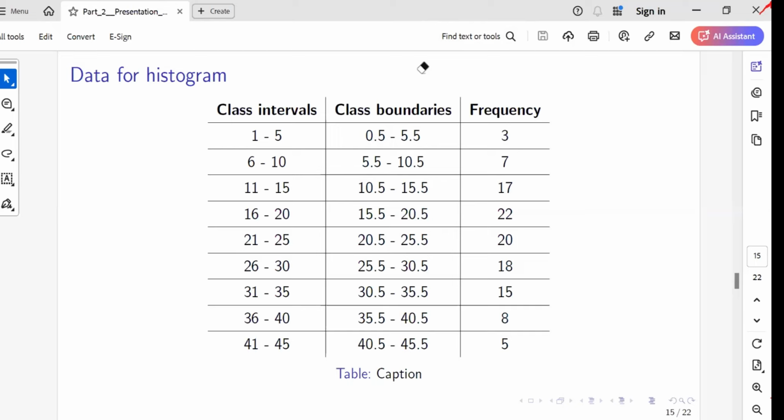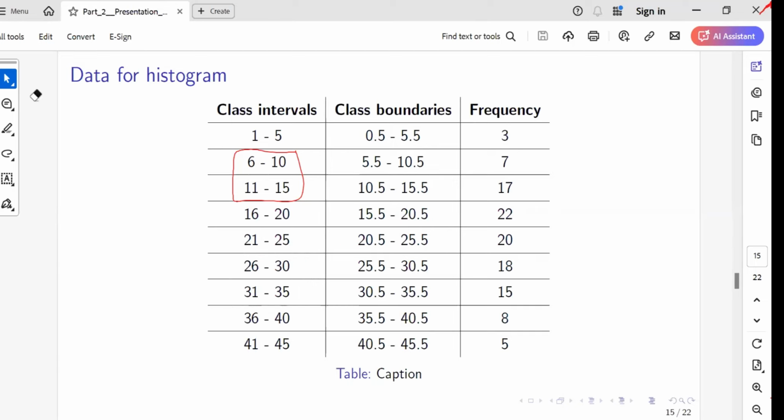So how do you find class boundaries? To find class boundaries, choose any two class intervals that follow each other. I'm choosing these two because they follow each other. It could be these two, any two that follow each other. Okay. So I'm going to work with these two.